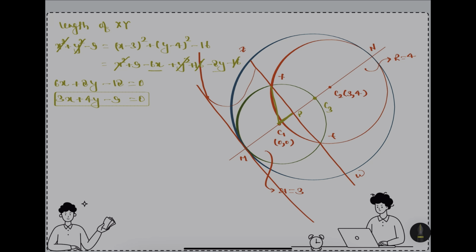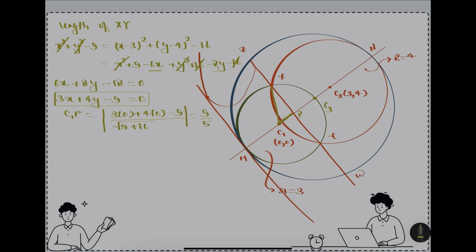Now I'll go with C1P. You know that it is perpendicular distance from origin. You have solved this kind of question in previous classes. It is point satisfaction over root of a square plus b square. So 3 into 0 plus 4 into 0 minus 9 over root of 9 plus 16. So it is what? 9 by 5. So you got C1P as 9 by 5.